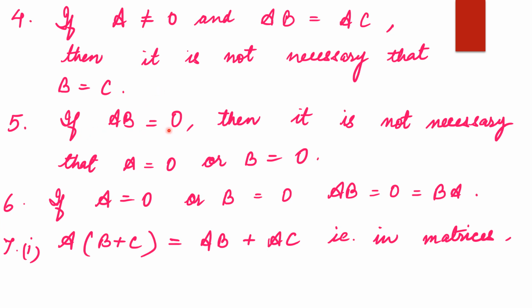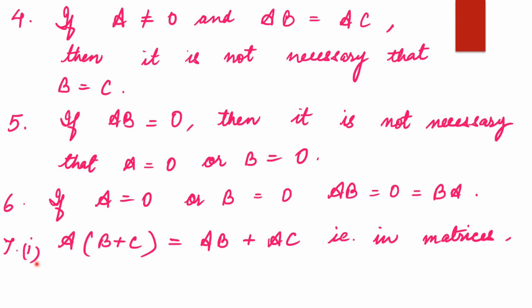If AB is equal to 0, that is, the product of A and B is a null matrix, then it is not necessary that A is equal to 0 or B is equal to 0, the null matrix. However, if A is equal to 0 or B is equal to 0, AB will be equal to the null matrix, equal to BA, because if any one of the matrices is a null matrix, the result will be only a null matrix.